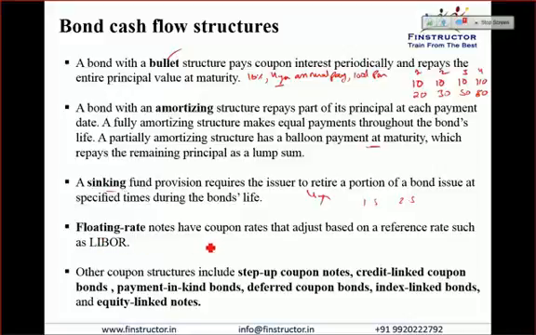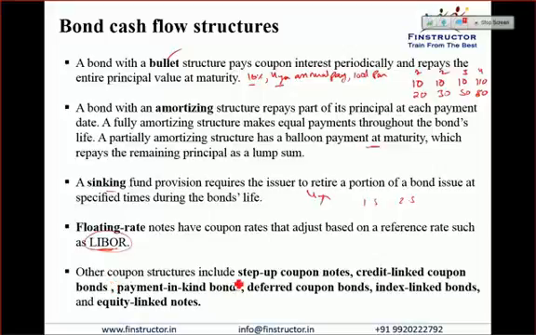Floating rate notes have coupon rates that adjust based on a reference rate, such as the London Interbank Offered Rate. We'll study this in more detail. So these notes essentially have coupons that are varying. So it's not a fixed 10% coupon. The coupon will still be a percentage of the par value, that is 100 or 1000, but that percentage will vary according to some variable reference rate.